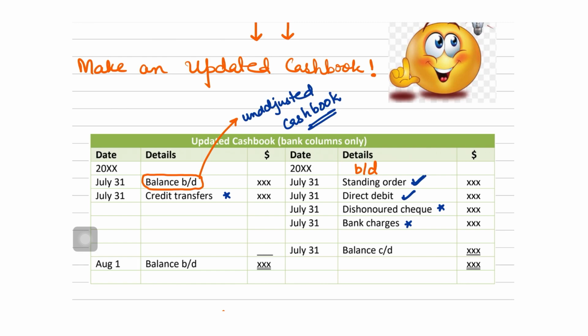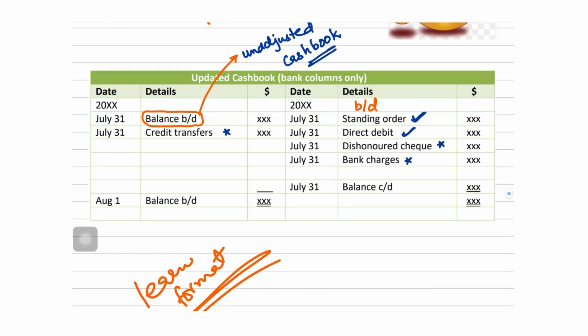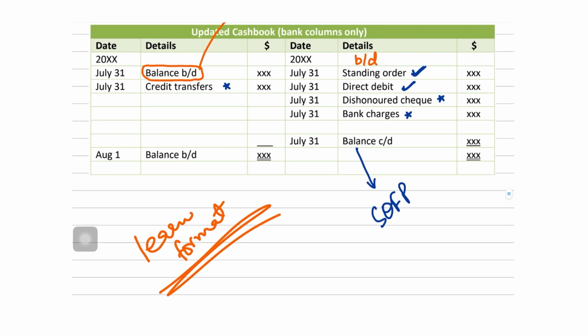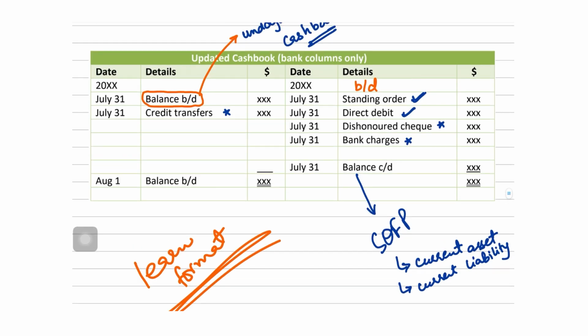And lastly, when you extract your balance carried down, now this balance will go in your statement of financial position, the adjusted final balance. Now if the balance CD is on the debit side, this means that your bank account is an asset, right? It will appear in the current assets section. Or if the balance carried down is on the credit side, it would be a current liability, and that is bank overdraft. So it could be either case.